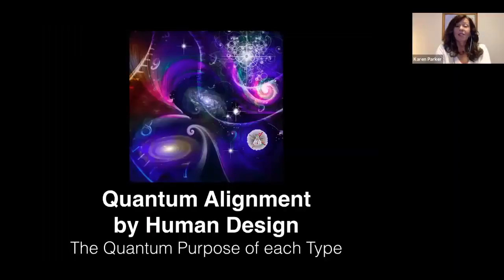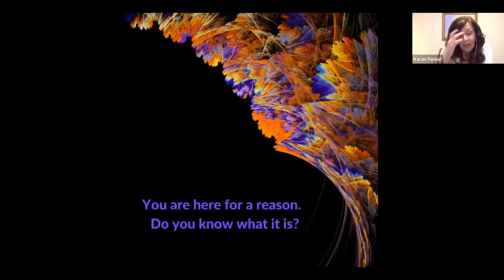So without further ado, today we're going to talk about quantum alignment by human design. And most importantly, we're going to explore the quantum purpose of the types. And I'm going to give you just some new ways to think about type and why type is so important. I think sometimes we forget why we're here. And I think even in the context of type, we forget that the nature of our human design type is part of our energy configuration, and it will influence our life story, our soul's curriculum, and how we interface with the quantum field. We are all powerful creators.